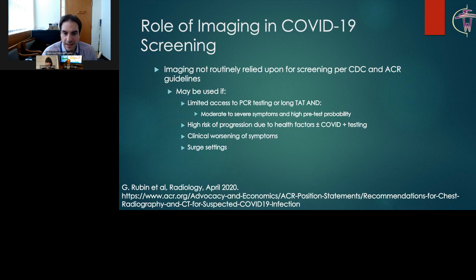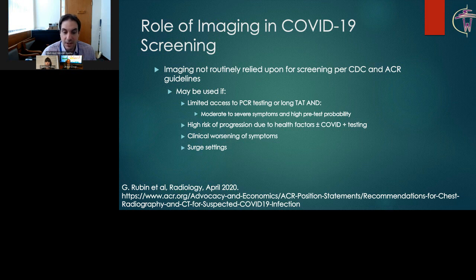Per the CDC and ACR guidelines, imaging is not routinely relied upon for screening in COVID-19. Per the Fleischner Society guidelines, CT can be used in the setting of limited access to PCR testing or in patients with moderate to severe symptoms. And these moderate to severe symptoms refer to patients with significant pulmonary dysfunction or evidence of pulmonary damage, including hypoxia or moderate to severe dyspnea, and in those patients with high pretest probability of disease. Also, patients who are at high risk of progression of disease due to health factors, which includes age greater than 65, history of diabetes, history of cardiovascular disease, hypertension, immunocompromise, or chronic respiratory disease.